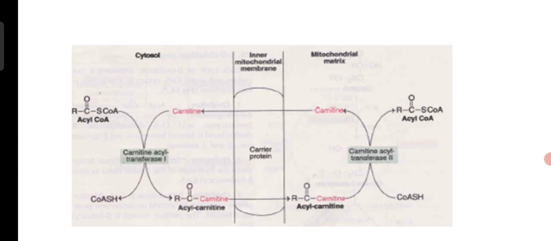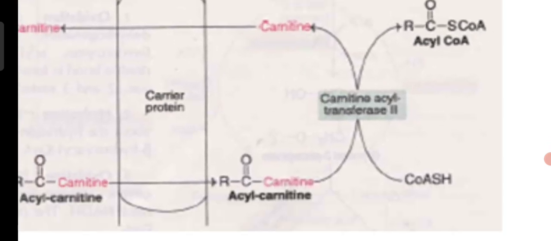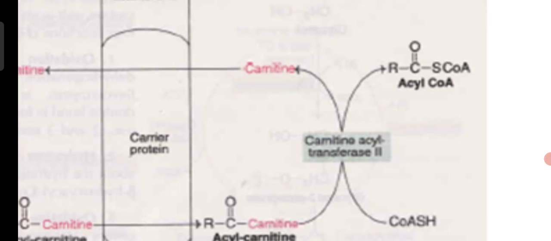So this acyl carnitine will react with carnitine acyl transferase 2 with the help of coenzyme A, and we are getting acyl CoA. This process takes place repeatedly, and the carnitine goes back to the cytosol. So this process keeps on repeating.